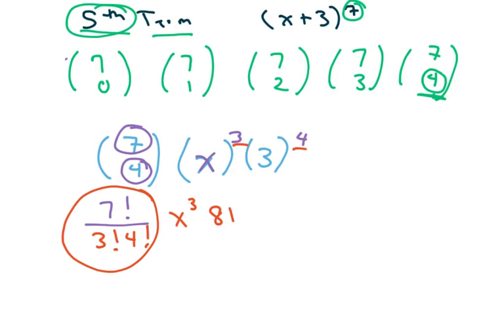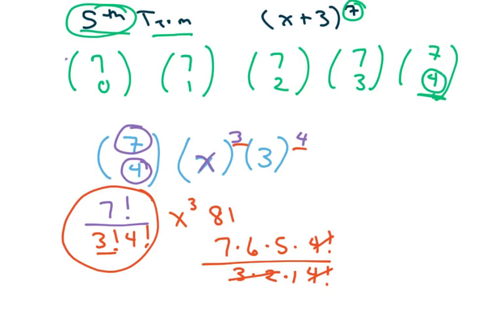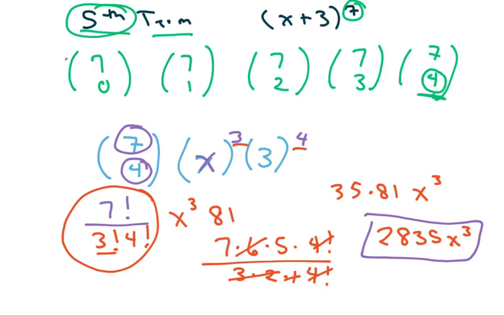So basically all I have to do is figure that out. I'm going to write that out as 7 times 6 times 5 times 4 factorial over 4 factorial, and this part is 3 times 2. So that cancels. 2 times 3 is 6. So this is 35. So we have 35 times 81 x cubed, and that's going to be 2835 x cubed. Now here they don't want the coefficient, they want the whole term. So that would be your term.